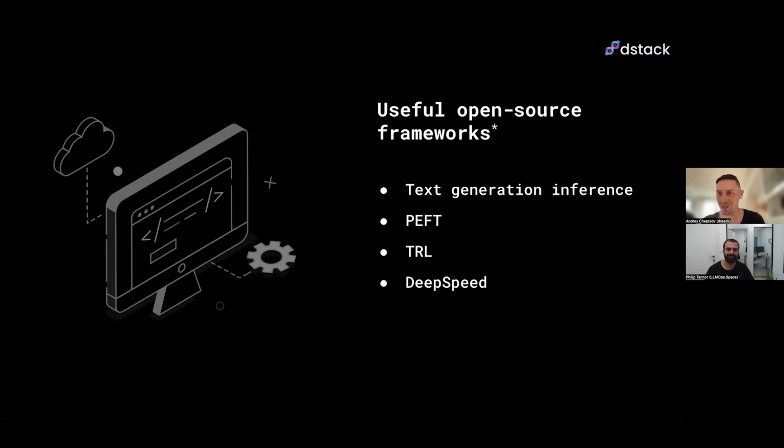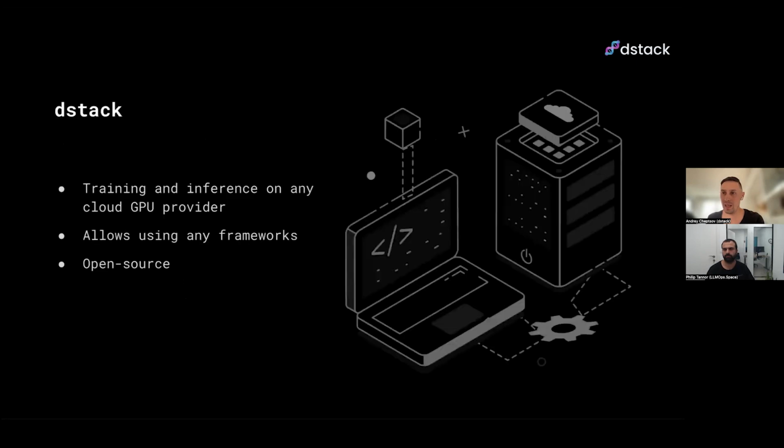The only one which is not from Hugging Face on this list is DeepSpeed, if I'm not mistaken, from Microsoft. This is a powerful library that optimizes training, especially if you are using multiple nodes, basically doing distributed training, and it optimizes the memory use. That's probably it. The last slide, a few words about Dstack.